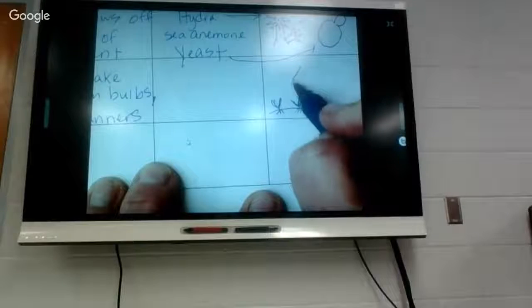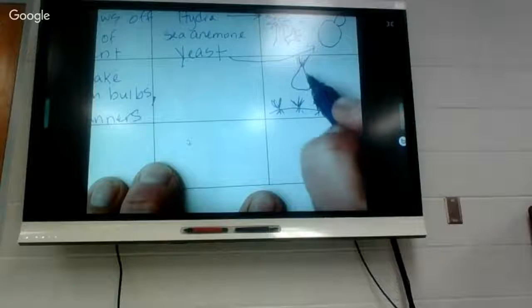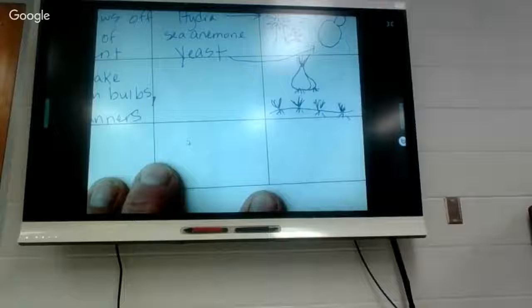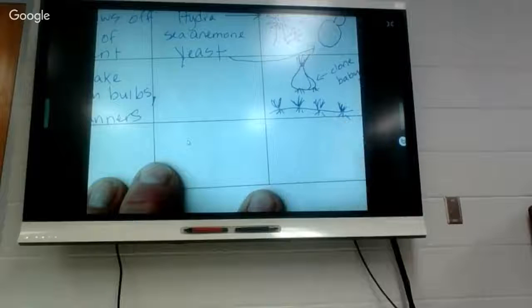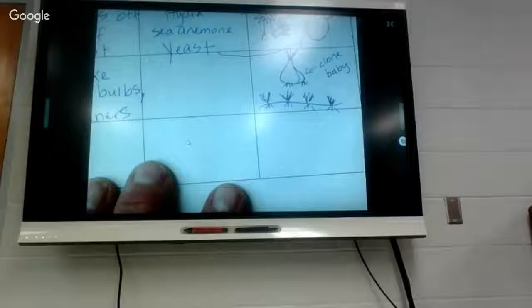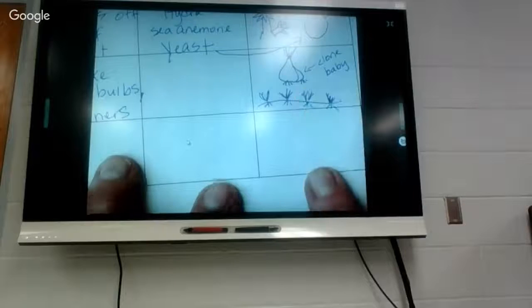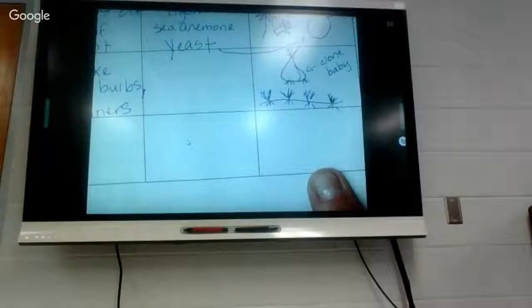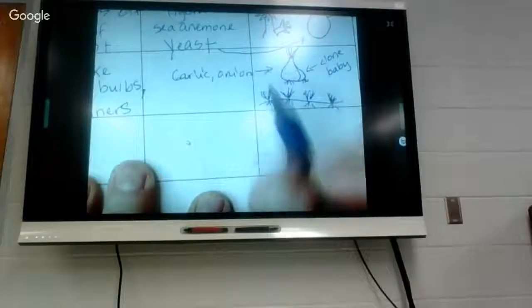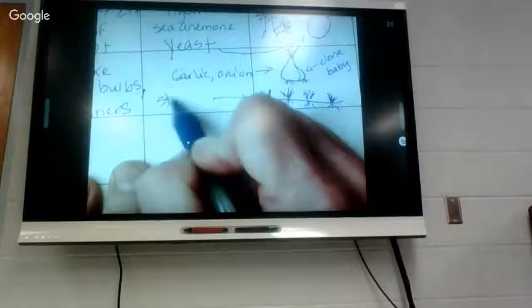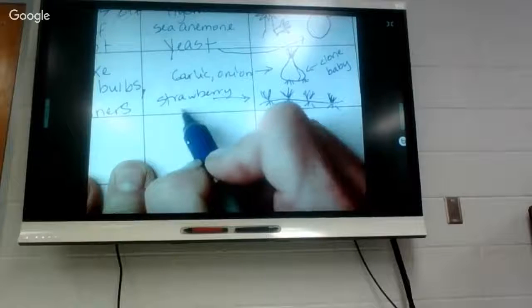And then here's a little bulb. So this is onion or garlic. The little baby comes off the side like that. So there's the little clone baby. And that's smart, because you can separate all these bulbs. Tulips, daffodils, a lot of the Easter lilies that are coming up, all those grow from bulbs. If you dig them up in the fall, you can see that they've made all these babies, and you can actually separate them and plant them, and then that way you'll have even more flowers. So I'll just put garlic, onion, and this is strawberry and Bermuda grass.